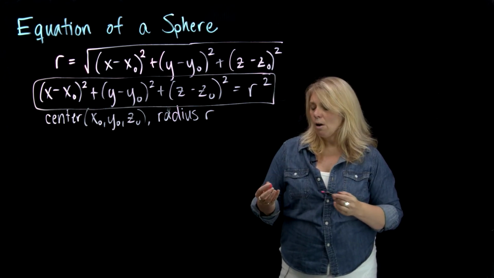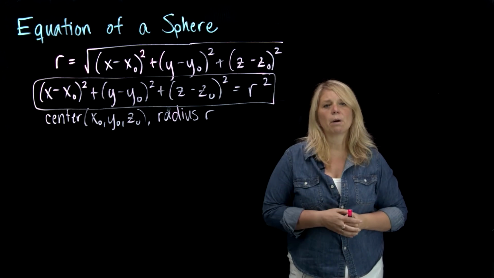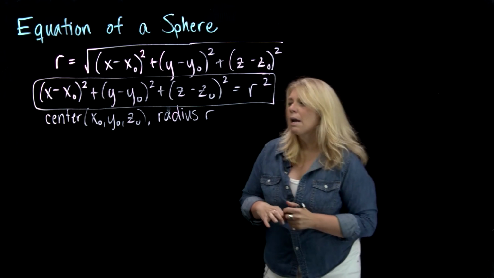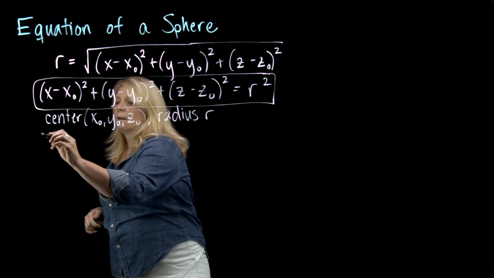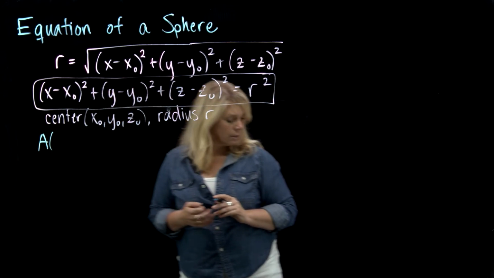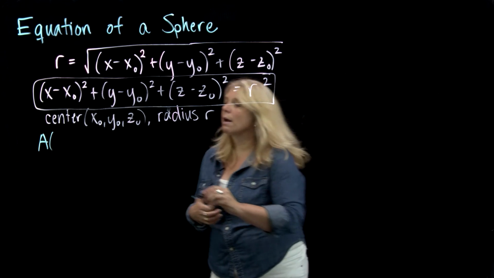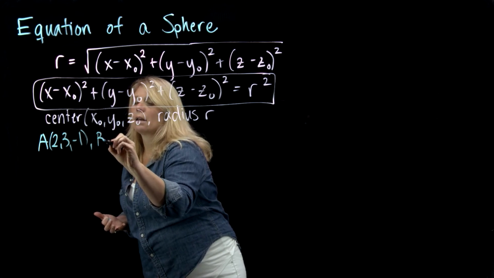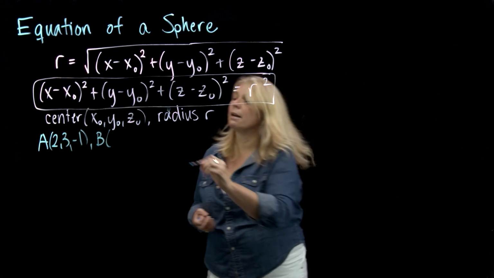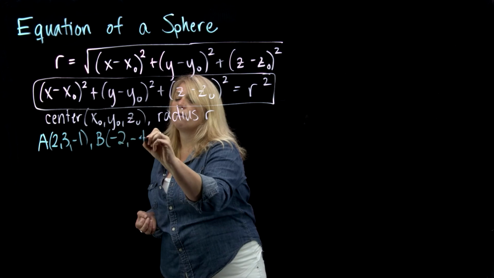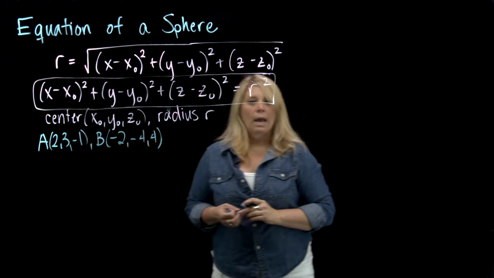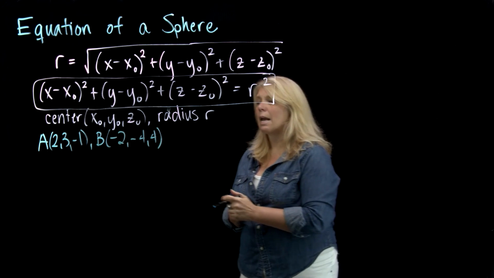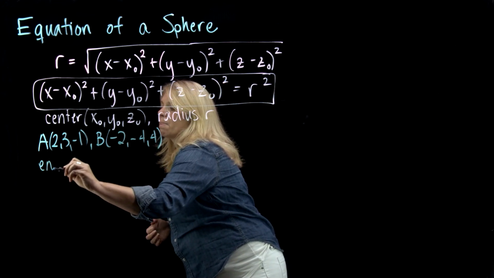Okay, so we're going to look at a couple of different kinds of problems that you might do with an equation like this. One of them is that you might be given 2 points. I'm just going to use the same points that I used in the last video. So I had a point A, 2, 3, negative 1, and a point B, negative 2, negative 4, 4. And we want to find the equation of a sphere that has these 2 points as endpoints of a diameter.